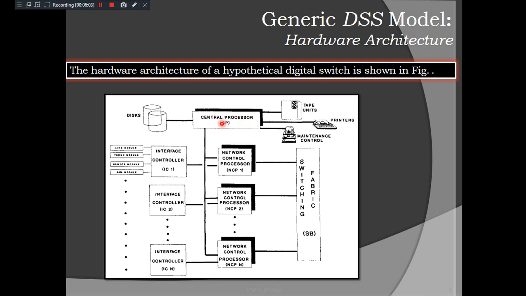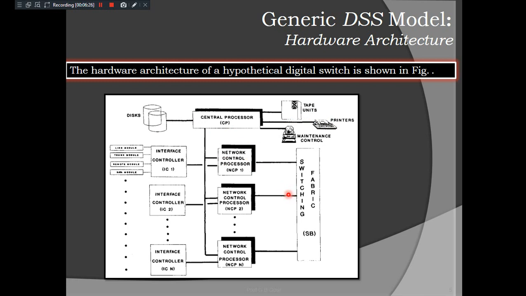It is connected with the disk for storage purposes, and also it is connected with the maintenance control software, printers, which are output devices, and tape units, which are also output devices here for storage purposes. So disk for backup purposes. Okay. So this is how we can brief about the given block diagram here.